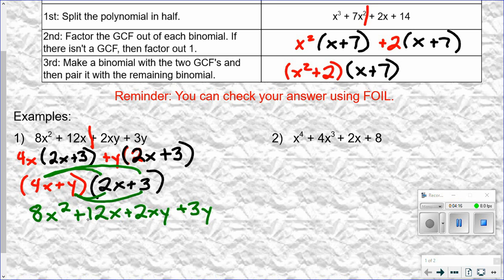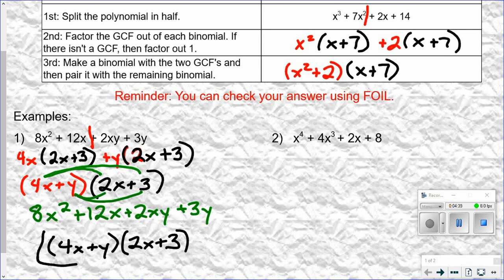So we have 8x squared plus 12x plus 2xy plus 3y. No like terms, and that's where we started. So we know that our answer was correct. So correct answer was 4x plus y times 2x plus 3.